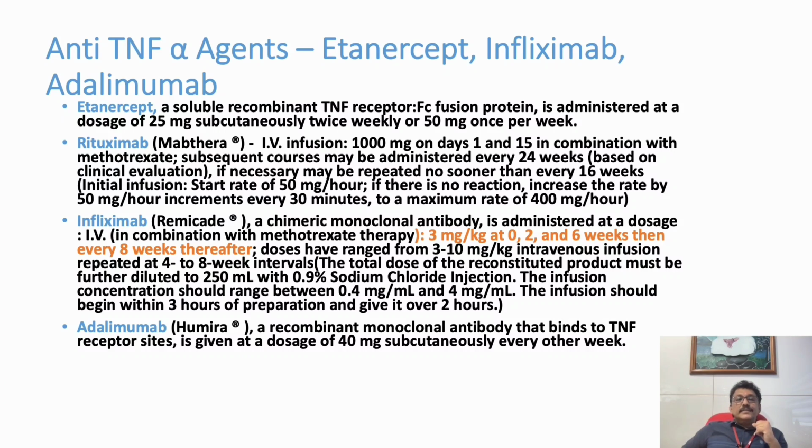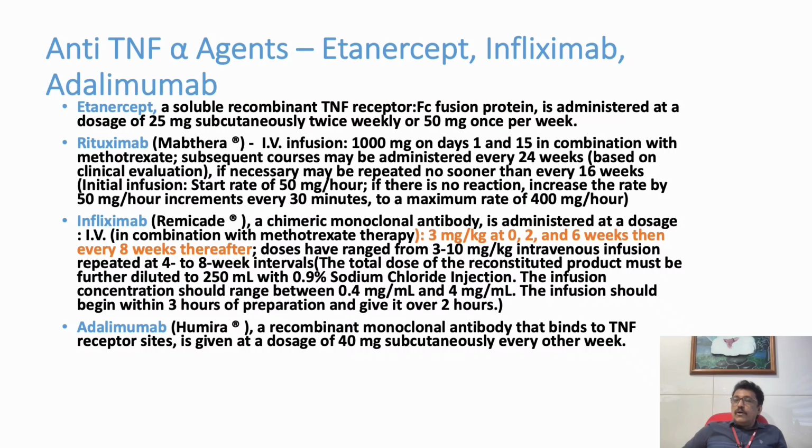It can be given as 3 milligram per kg body weight at first day, then second day, and 6 weeks, then 8 weeks thereafter. That is a dose of infliximab. Rituximab is another important drug that we also use in rheumatoid arthritis. It can be given as IV infusion, 1000 mg, that is 1 gram, on day 1 and 15, in combination with methotrexate. That means we have to continue methotrexate.